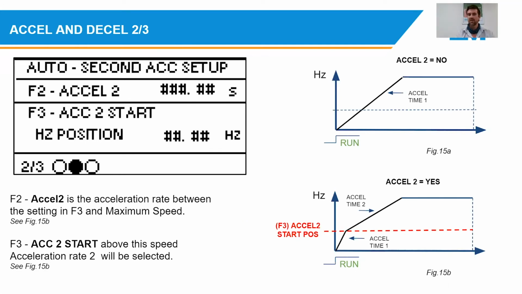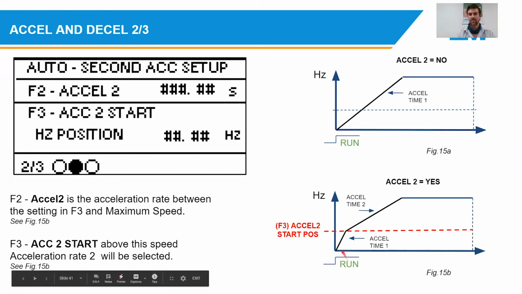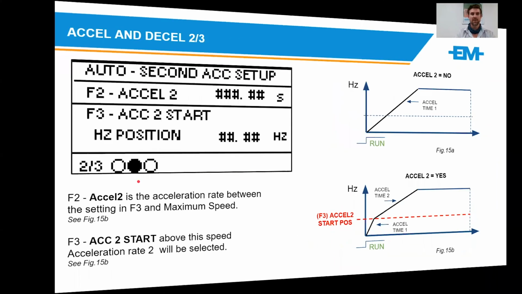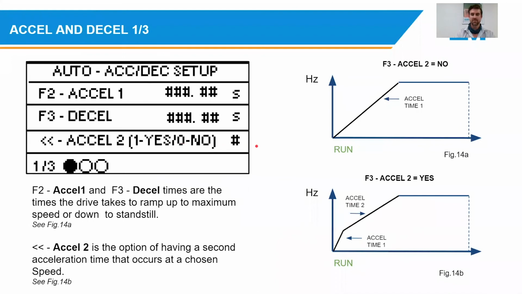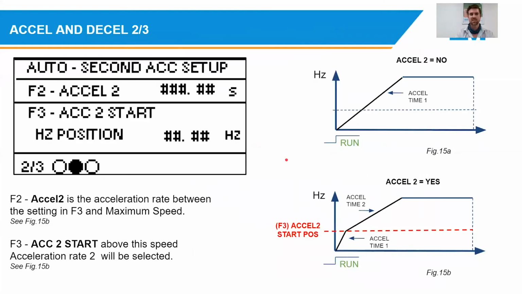On your typical above ground centrifugal pump, I don't think it's necessary to have this type of acceleration profile, but then you can just choose no for the acceleration time 2. So typically used on submersible pumps where you have a multi-axle.